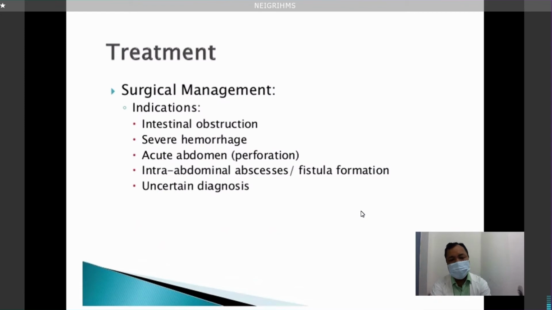The surgical management, as I have said, is indicated supposing an intestinal obstruction has developed which is not relieved, or there is severe hemorrhage or bleeding and perforation, or sometimes even an intra-abdominal abscess or fistula formation, or sometimes when the diagnosis is uncertain, like there's a lump in the right iliac fossa, and you are not very sure whether it is because of tuberculosis or there's some growth in the cecum. In that case, maybe you are justified to go for surgery.